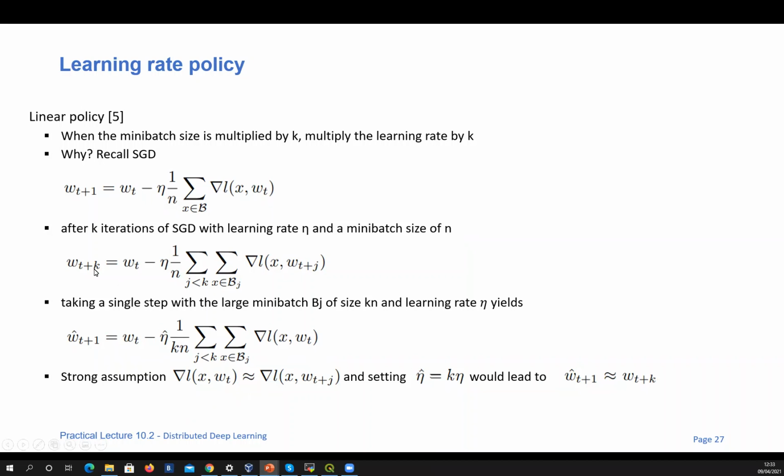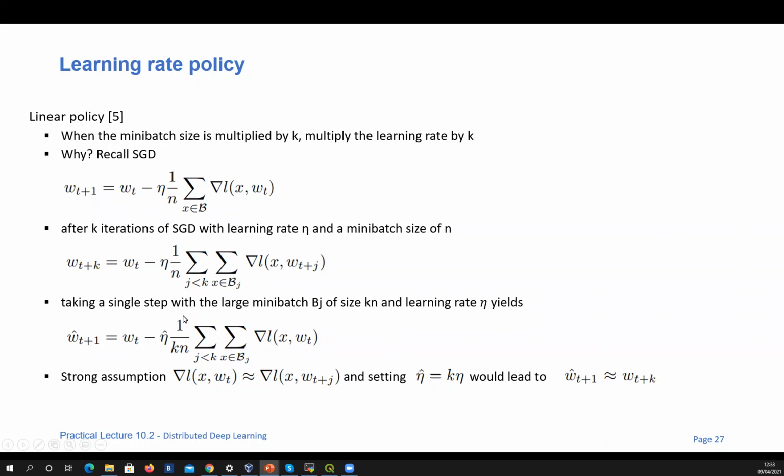In this second formula here, you see what would be the update of the weights after k steps, compared to the update after one step if you take a bigger leap. So in the second formula, you have many leaps with a smaller learning rate. In the third formula, you have one single leap, but with a probably bigger learning rate. And how do these two formulas become the same? So how can you adapt your learning rate?